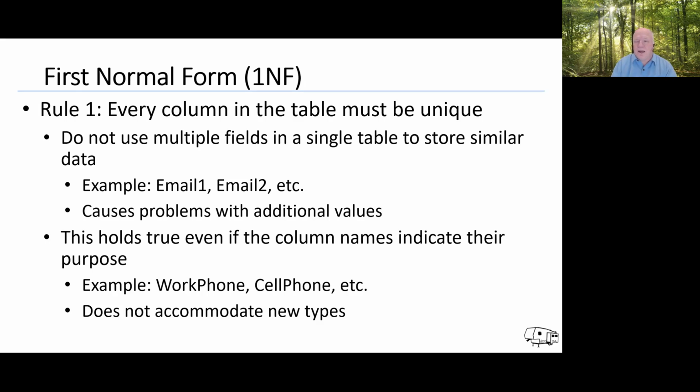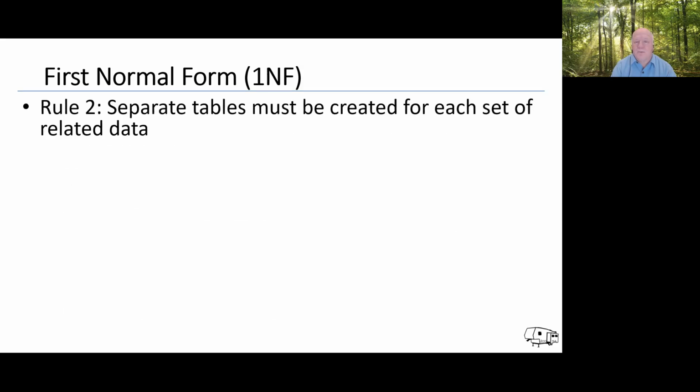So, for example, if we have only work phone and cell phone, what if we want to have something else such as a spouse phone or something of that nature, or whatever the circumstances may require? And so you would have to add another column to the table, modify the database, modify all the processes that interact with it, just to allow for that additional phone. And that becomes a lot of work to accommodate.